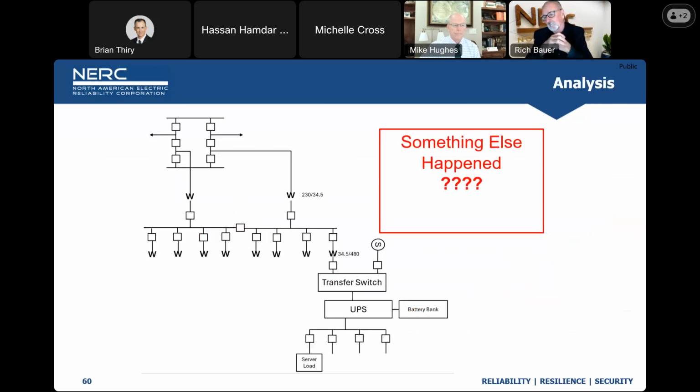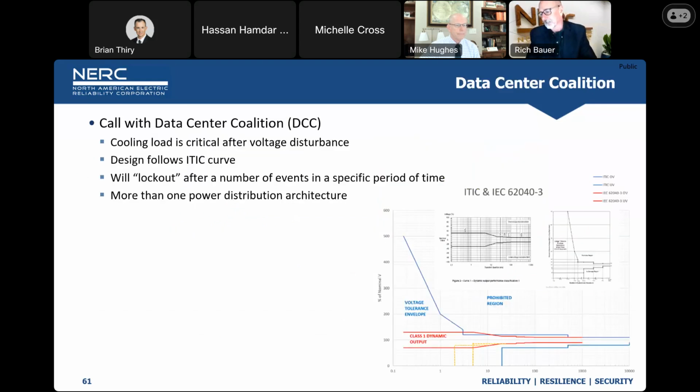Next slide, Mike. So what does that tell us? Well, that tells us that something else happened in this architecture design that I have in my mind. Something else had to happen. So what was that something else? Well, in order to figure that out, we can go to the next slide, please.